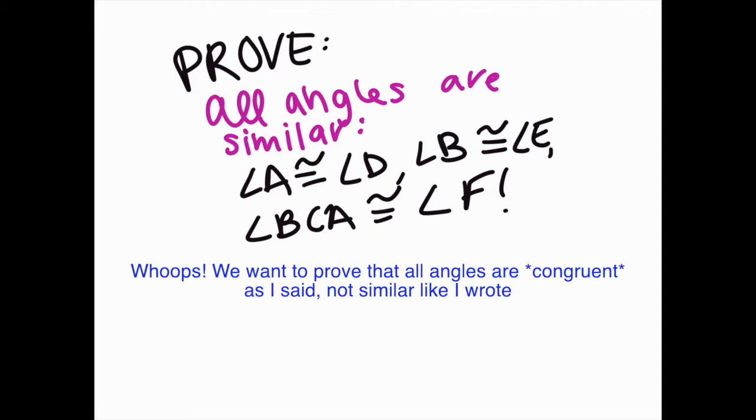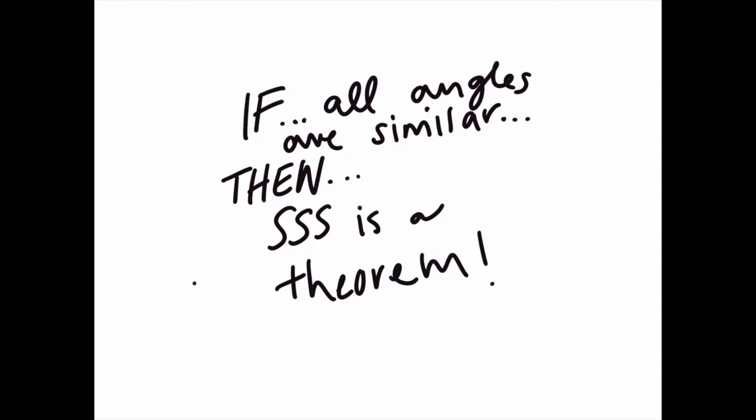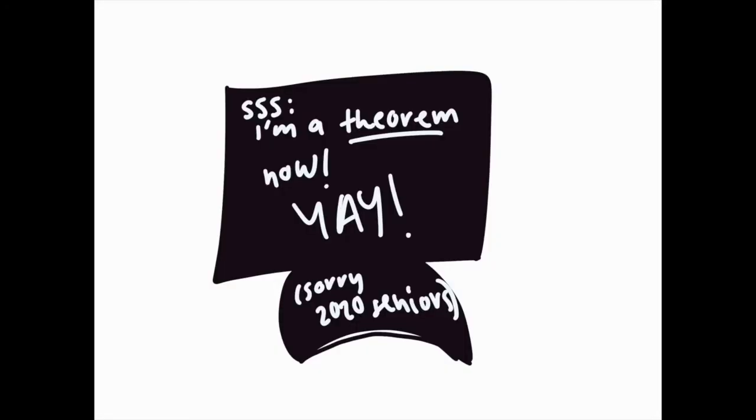What we're trying to prove is that all these angles are congruent, because if all the angles are congruent, that's the second half to knowing that these triangles are similar. If we prove that all of these angles are congruent, it shows that the SSS similarity conjecture is not just a conjecture, but can graduate to being a theorem.